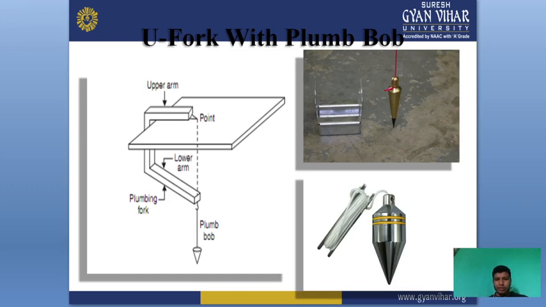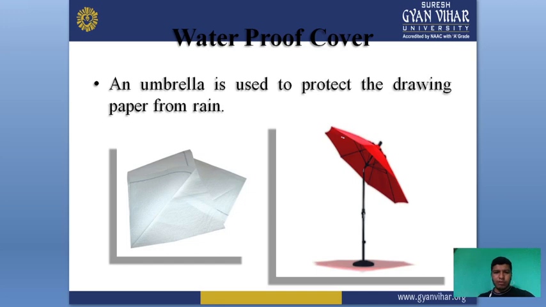See in this figure there are two instruments, like the plumb bob, which is used for the centering of a plane table survey. Next is the waterproof cover. Waterproof cover means any protective thing which covers our drawing sheet from sun or rain. Like in this figure, an umbrella is shown being used to protect the drawing paper from rain in plane table survey.